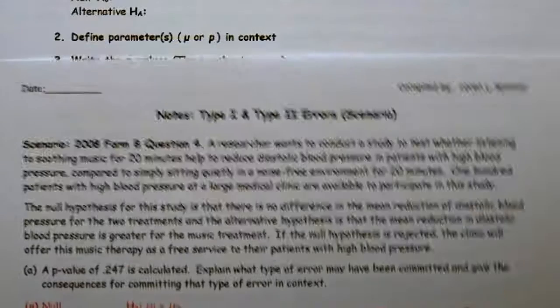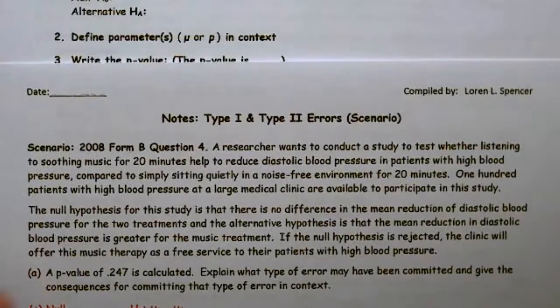It's kind of a long scenario. A researcher wants to conduct a study to test whether listening to soothing music for 20 minutes helps to reduce diastolic blood pressure in patients with high blood pressure, compared to simply sitting in a noise-free environment for 20 minutes. 100 patients with high blood pressure at a large medical clinic are available to participate in the study.